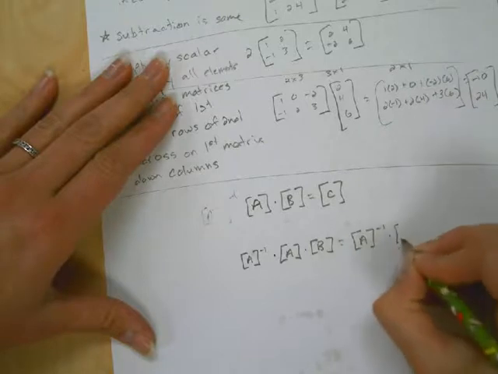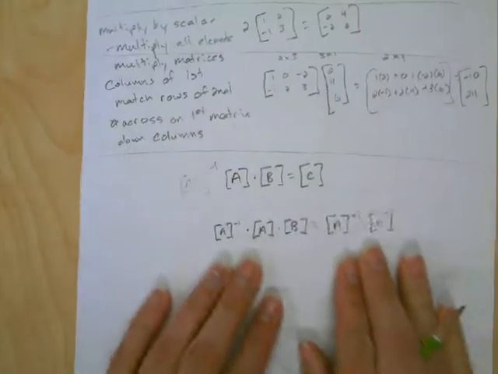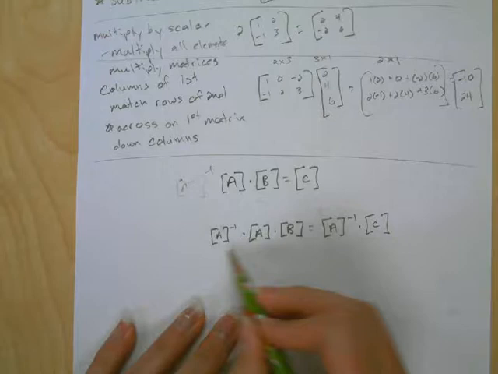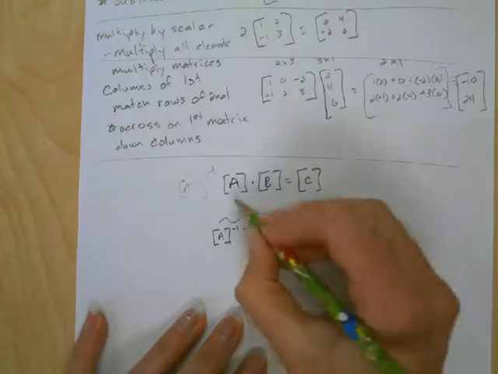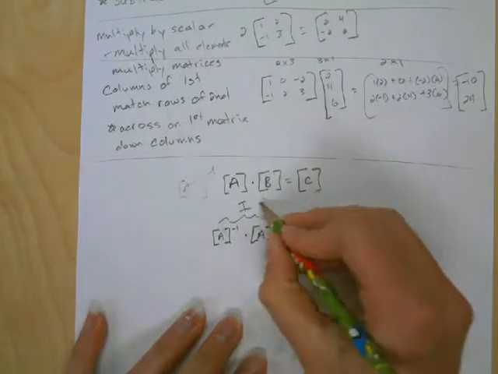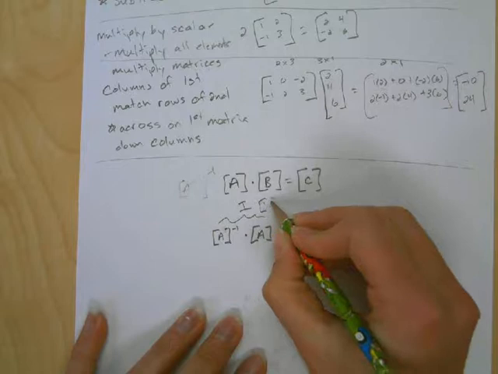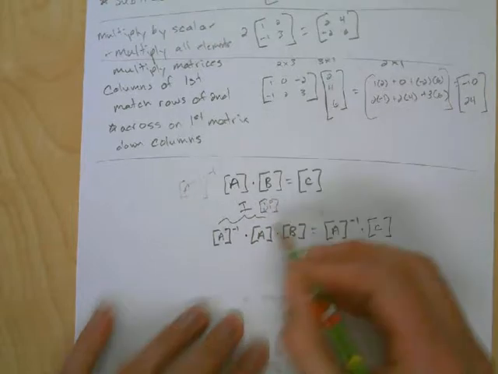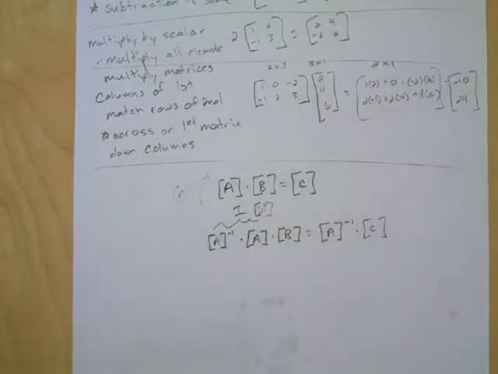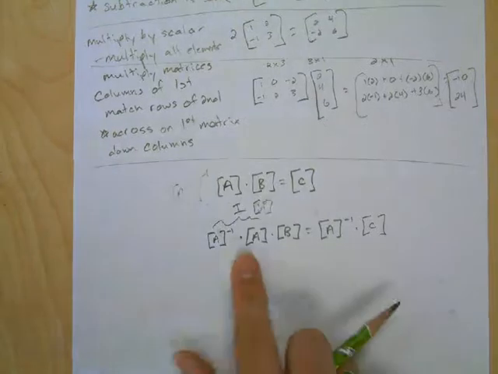Well, these two right here create the identity matrix, which is that thing that's got the 1s across the diagonal and everything else is 0s. This is like the equivalent of 1 in the matrix world. So it's like multiplying by 1. So this essentially just goes away.